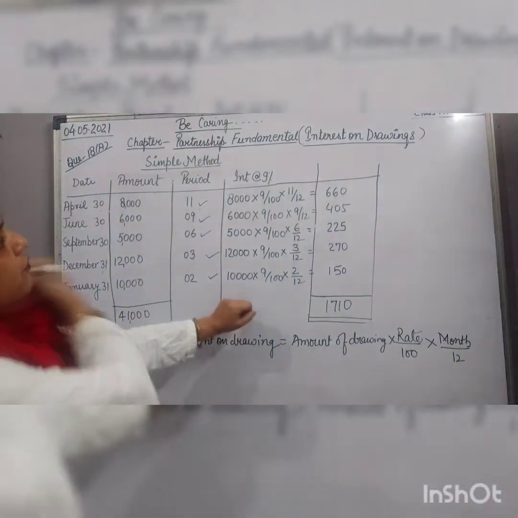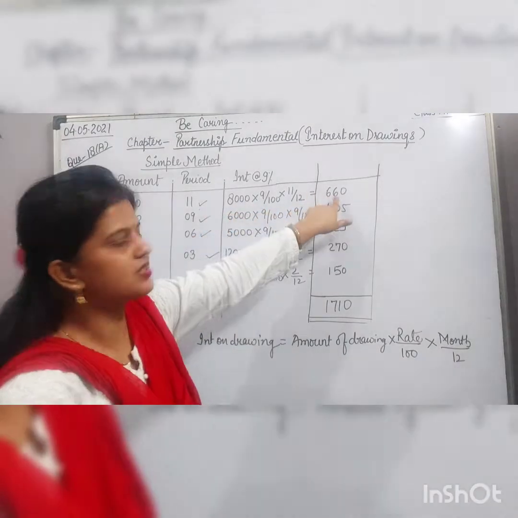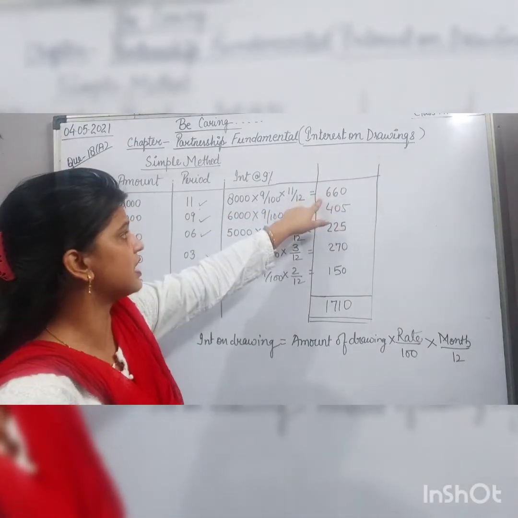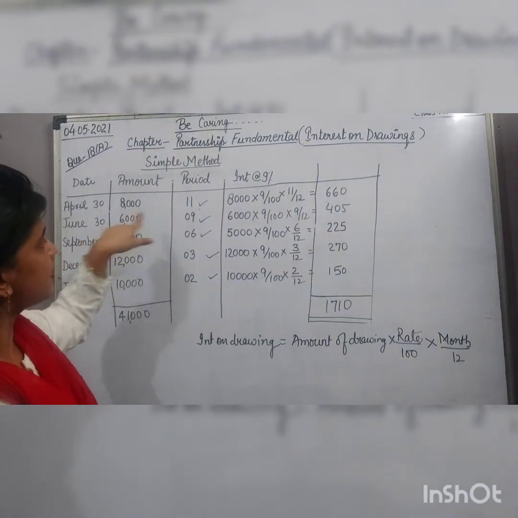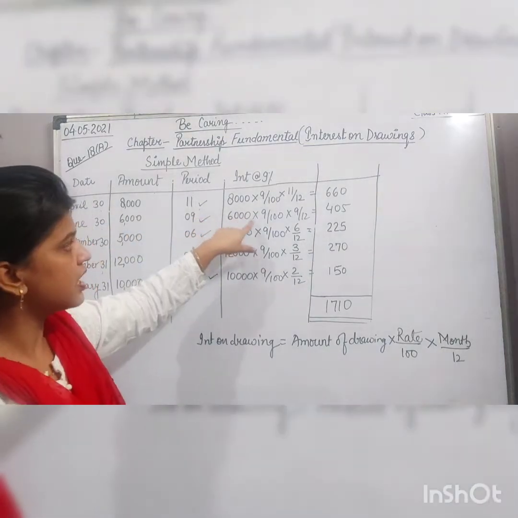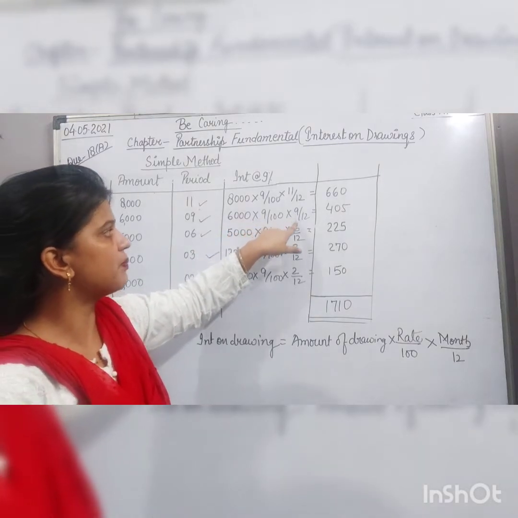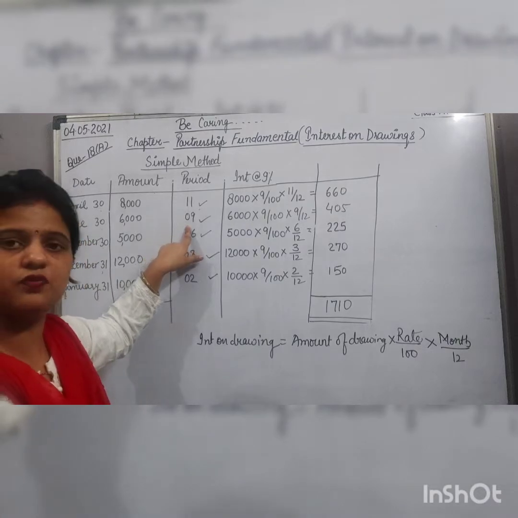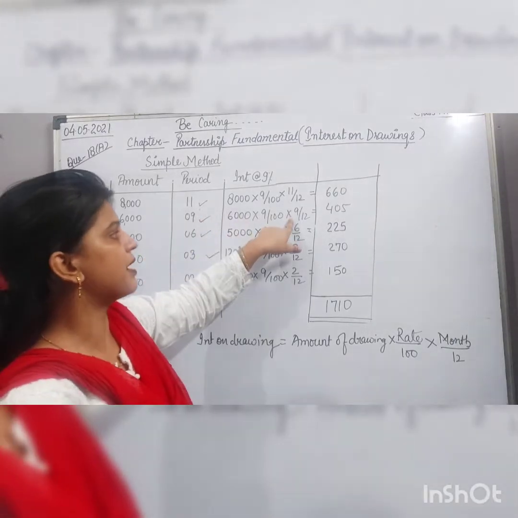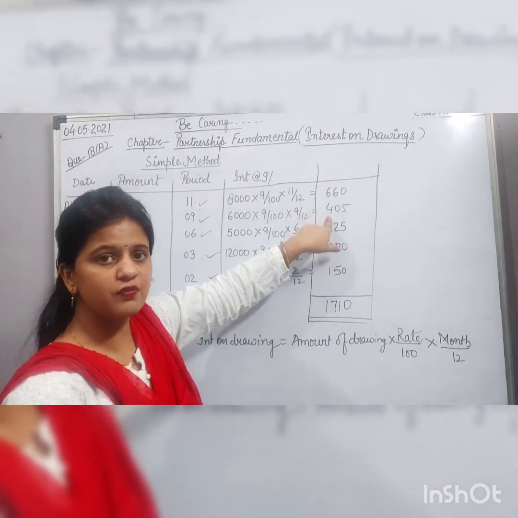Okay, so after calculating this, we got 660. This is the interest on drawing. Now 6,000. 6,000 is given for 9 months. So 6,000 into 9 by 100 into 9 by 12. Okay, so for 9 months, it is the period for 9 months. So 9 months, 9 by 12. Then we will get 405.